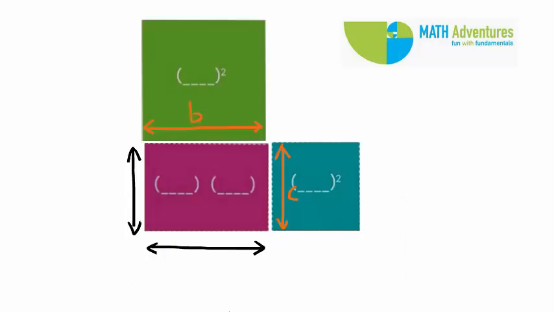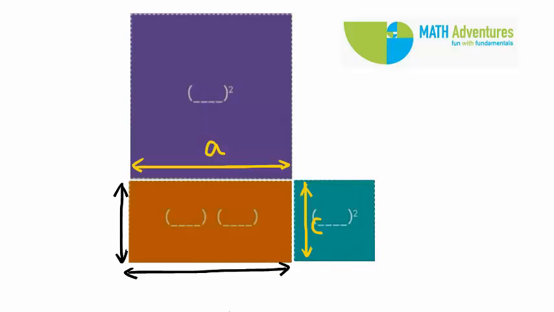Now, compare the length and breadth of the pink rectangle with the sides of the green and the blue square. What is its length? Is it not B? Can you identify its breadth as C? Note its area on the rectangle itself.